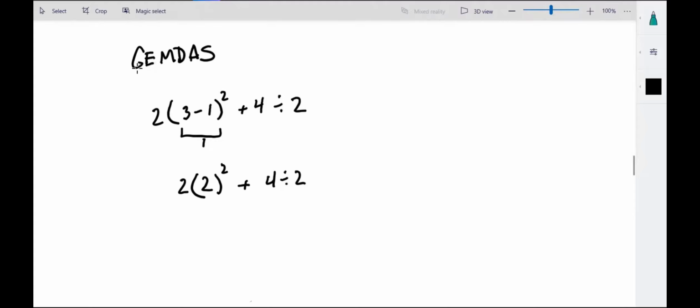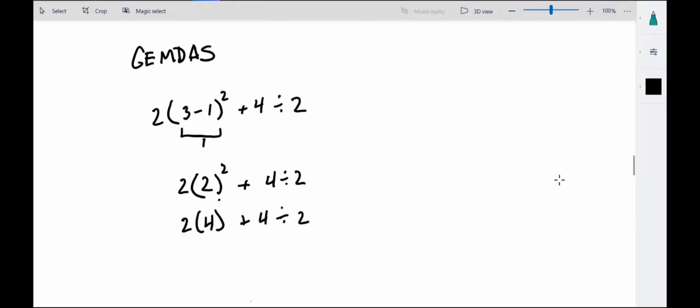Okay, back to GEMDAS. So groupings. I do have my parentheses still, but there's no operation that I can do inside there anymore. I already took care of the subtraction. So I'm done with the G. On to E for exponents. I do have an exponent. This 2 is being raised to the power of 2, or it's being multiplied by itself. And if I do that, 2 times 2, I get 4.